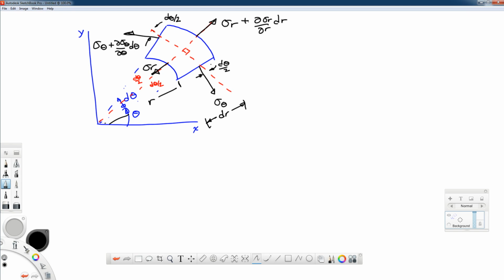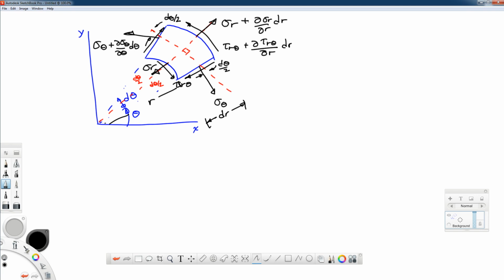We have shearing stresses as well. So this one and this one are both tau r theta. We have a shear stress along this top surface that goes this way, and this will be a tau r theta, and that one's changing with dr, so that would be the partial derivative of tau r theta with respect to r dr. It's the amount of change, so we need to add that to the original.